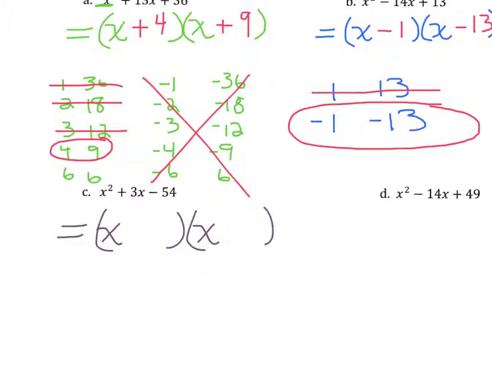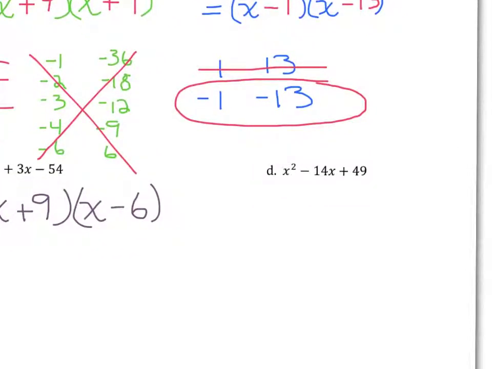For instance, two numbers that multiply to give me negative 54, but add up to 3 would include numbers like a positive 9 and a negative 6. Notice here that 9 times negative 6 is negative 54, and 9 plus a negative 6, and when I add a negative, that's like subtracting 6, I get this 3 right here. And so this is my solution in factored form.